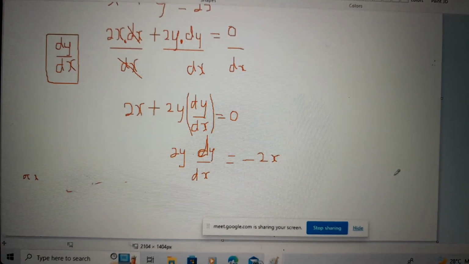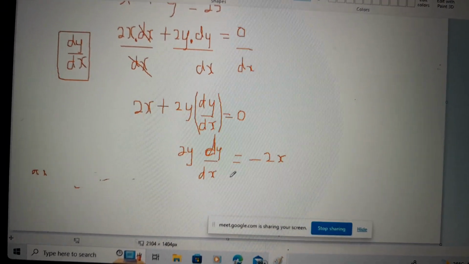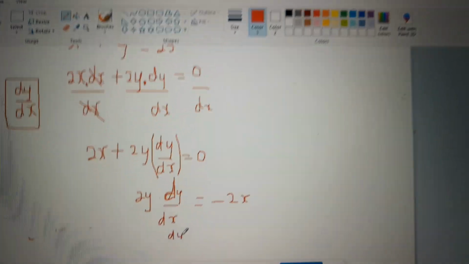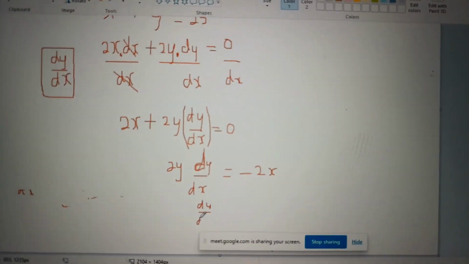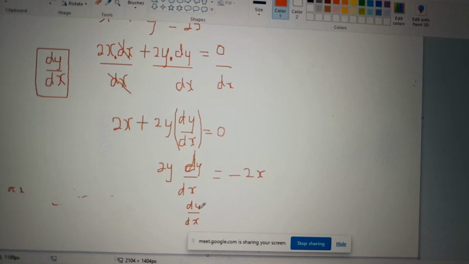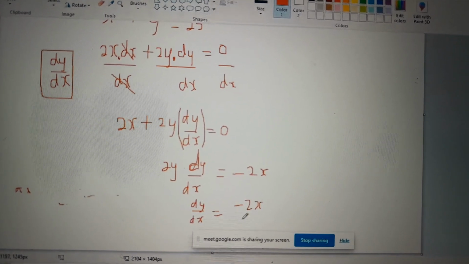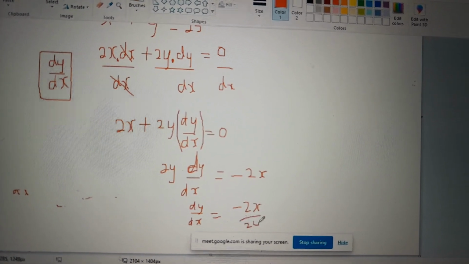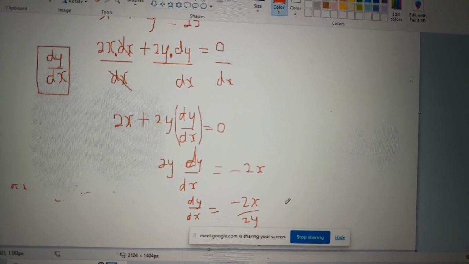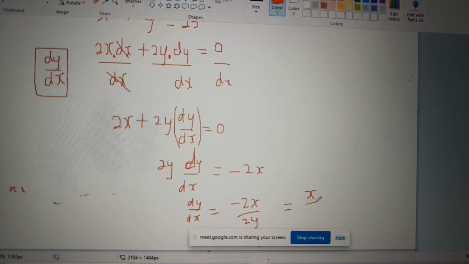So we will now divide. The 2y will go across. Divide by what? Divide by 2y. Great. So dy/dx is equal to negative 2x divided by 2y. And we divide by this 2y because this 2y is multiplying here, right? So our final answer for dy/dx would be negative x over y.